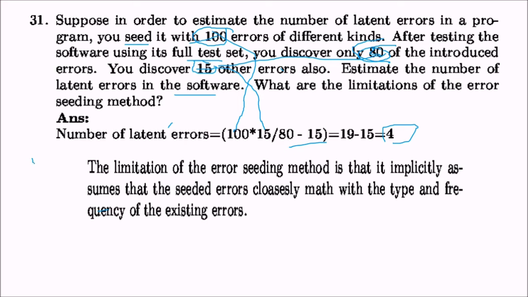So the limitation of the error seeding method is that it implicitly assumes that the seeded errors closely match with the type and frequency of the existing errors, which is not always the case. So this is the limitation of error seeding.